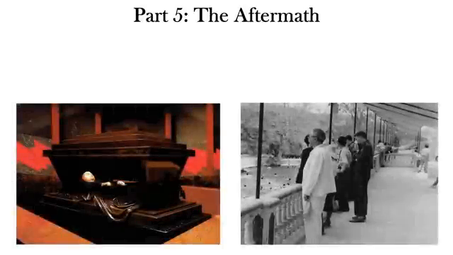Part 5. The Aftermath. Lenin died in 1924 at the age of 53 due to a stroke. Shortly thereafter, Trotsky was exiled, eventually winding up in Mexico, where he was assassinated in 1940 by a Soviet agent, dying at the age of 60.